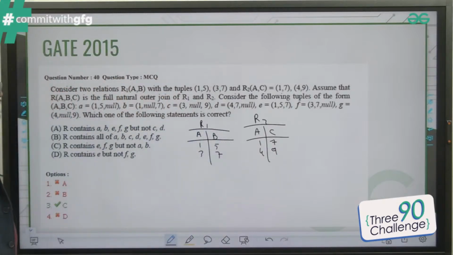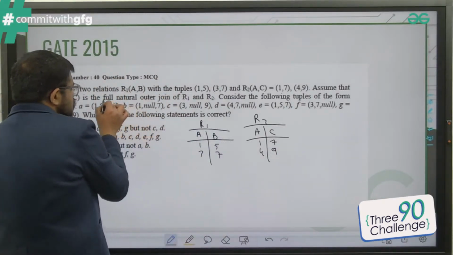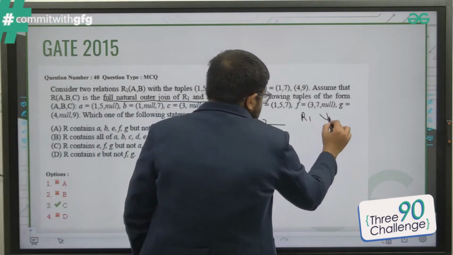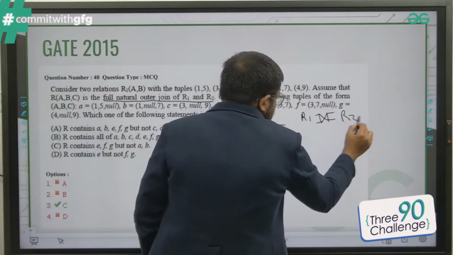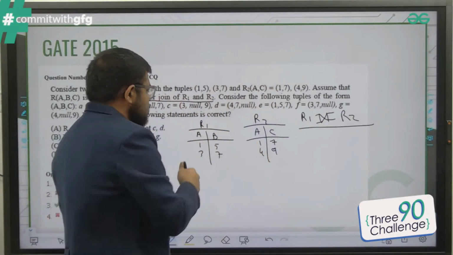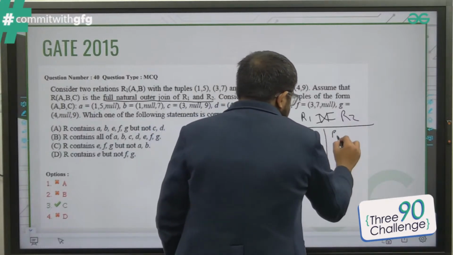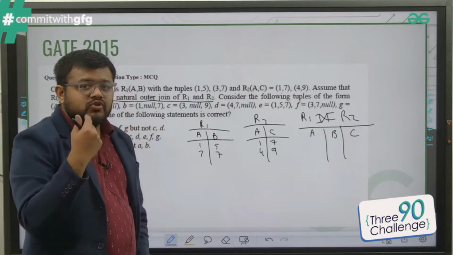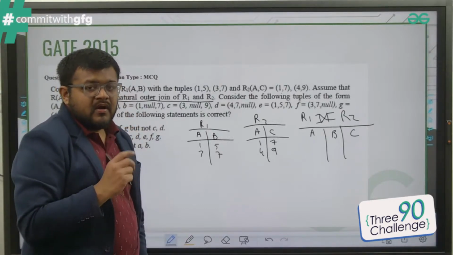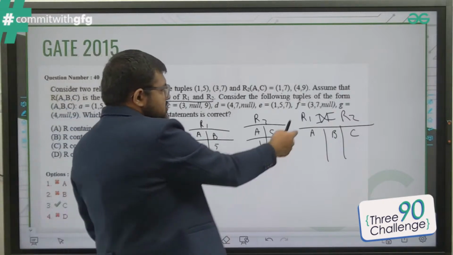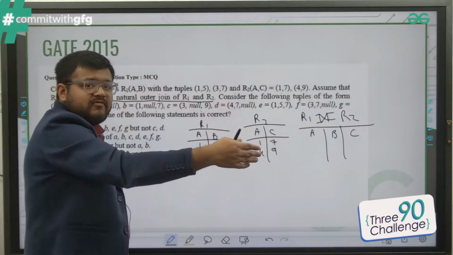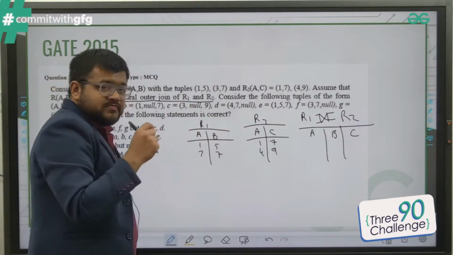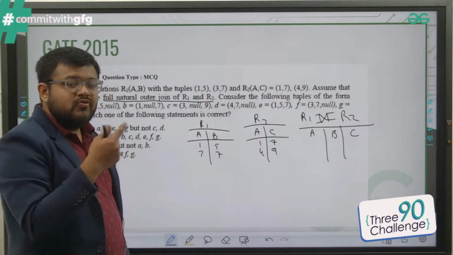Assume that RABC is the full natural outer join of R1 and R2. You want full natural outer join of R1 and R2. So when you say R1 natural join full outer R2, natural join means they will join on the common attribute, means they will join on A value. Okay, so you have A, B and C. So now, whenever that value is not present, you take null values for that, because this is full outer. Okay, so whenever right value is not present, you take right null. Whenever left value is not present, you take left null. And whenever it is matching, the common attribute is present in both of them, you connect them.